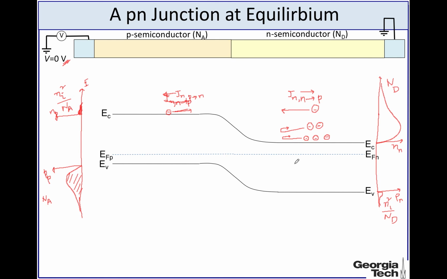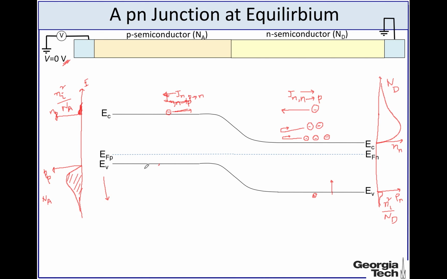All right, now let's consider the case for holes. Now one thing to understand is that for holes, going in this direction actually lowers the energy, meaning that for holes, from top to bottom is the direction where the energy increases. In other words, it means that holes in the p side have a lower energy than holes in the n side.